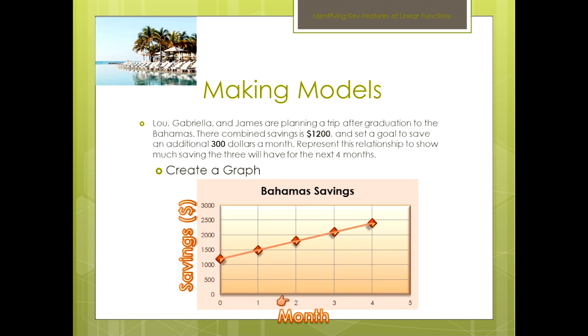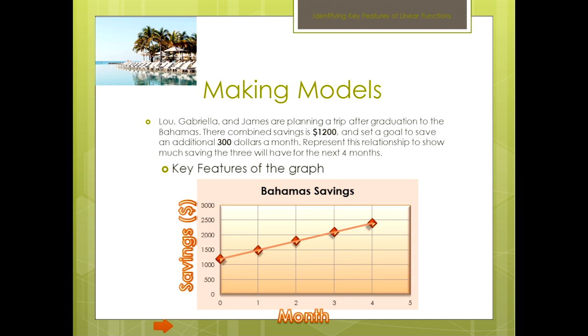So now that we have our graph created, we not only want to create it, we actually want to check it. So let's look and see that our graph started where it's supposed to start. So I know my initial amount, as indicated, should be 1,200. Did this graph start at 1,200?